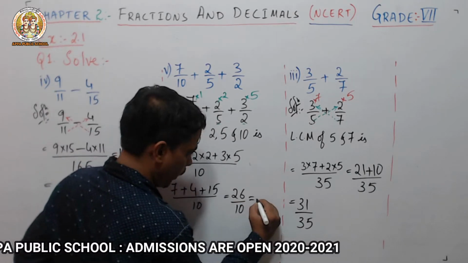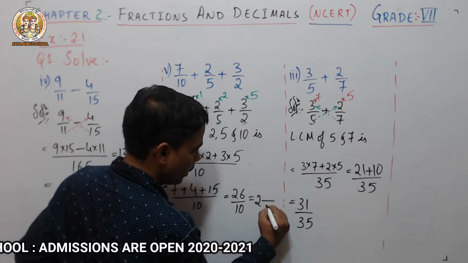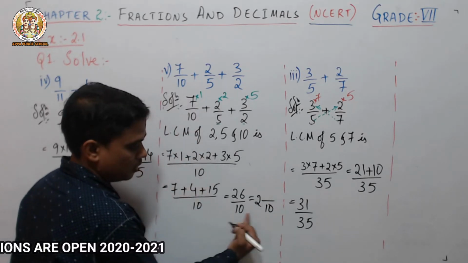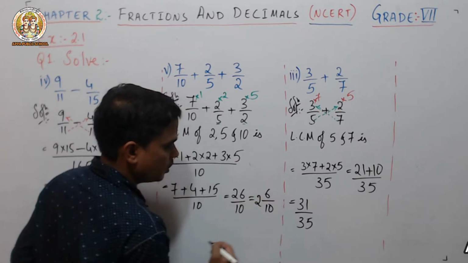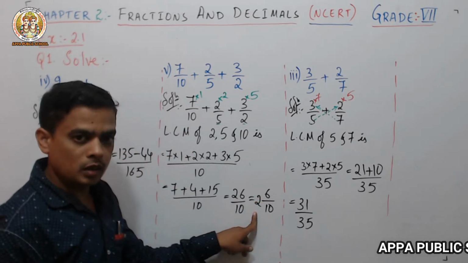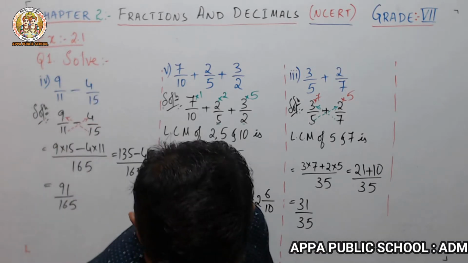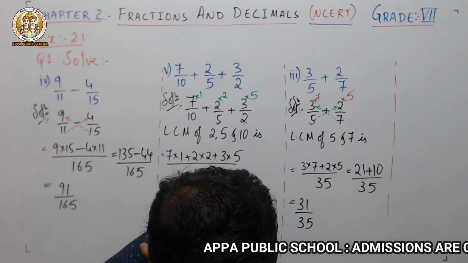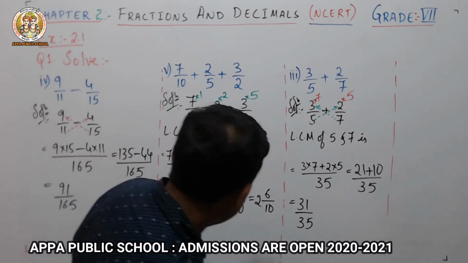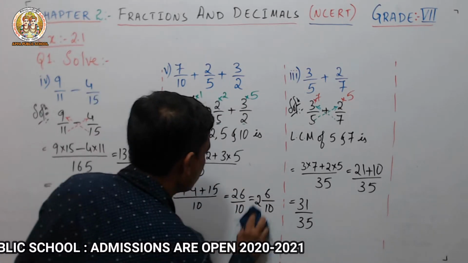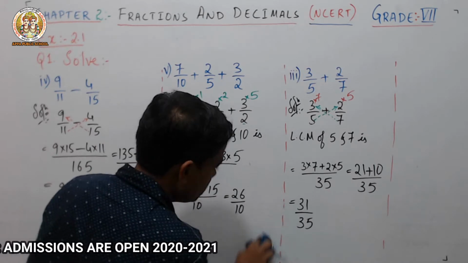10 2s are 20. I will write this denominator 10 as it is, divided by 10 as it is. 10 2s are 20. The remainder is 6. Okay. Therefore the answer is 2 integer 6 by 10. Or else still you can simplify for this one. See here please. Further I will simplify for this one.